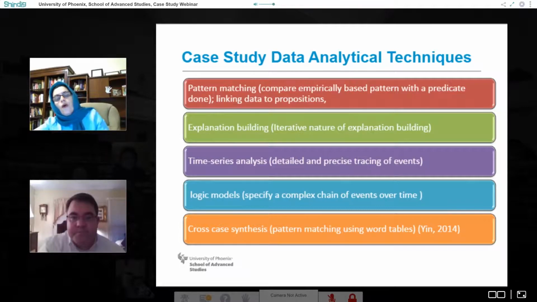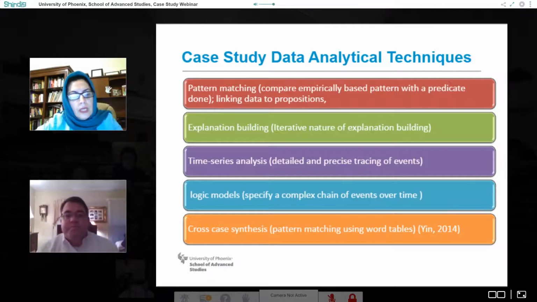Yes. Okay, so there are basically different case study analytical techniques, really, data analysis. Once you collect your data, then you need to analyze them, right? So again, these are based on Yin's suggestion. You may go with pattern matching, comparing your data with what you actually expected or predicted to have. Often you try to link it with your proposition.